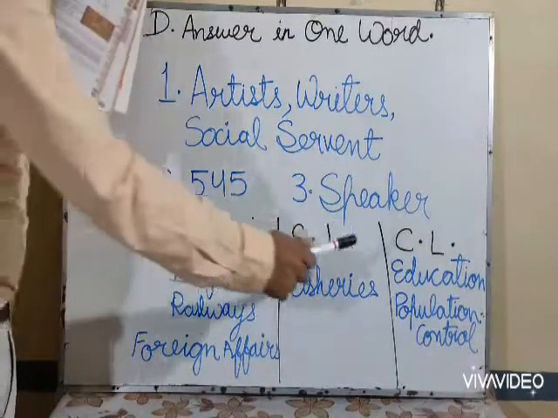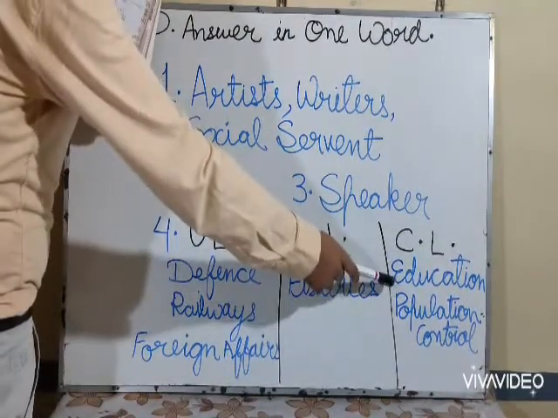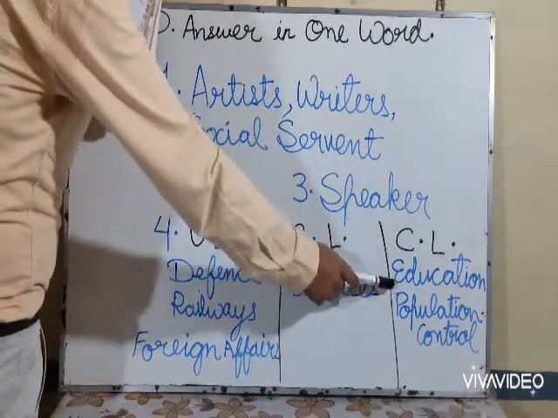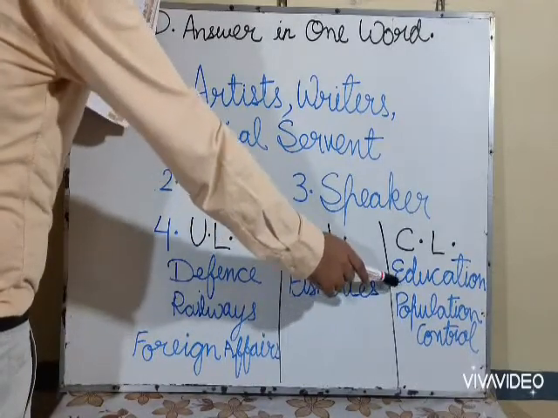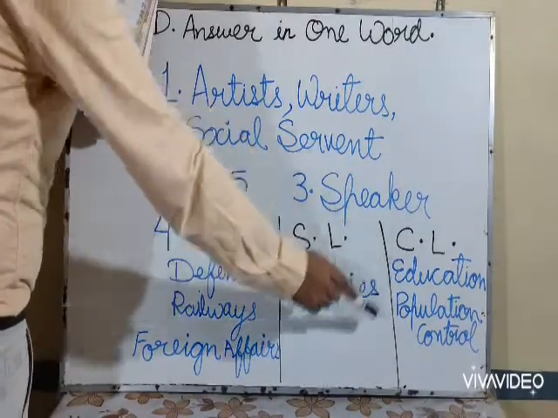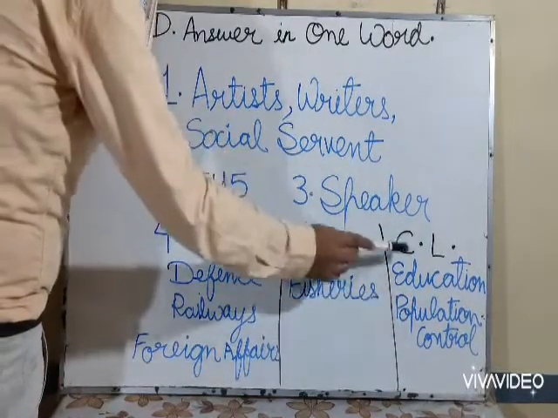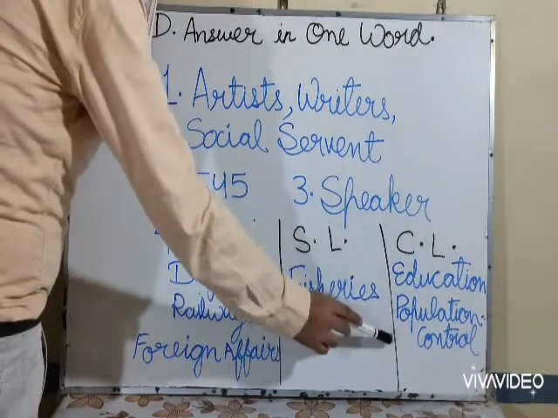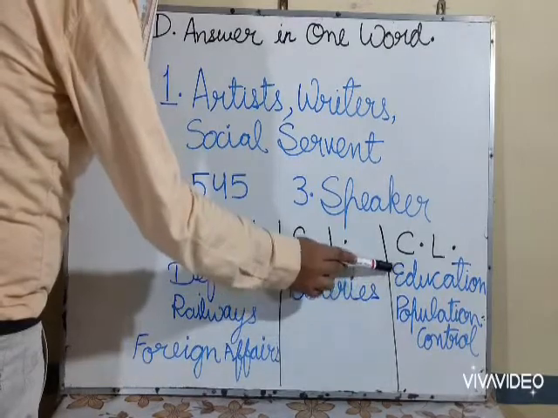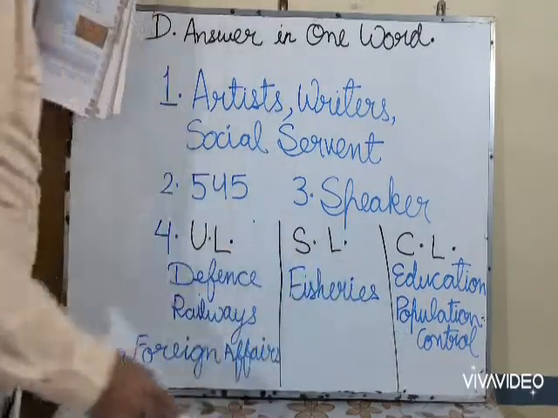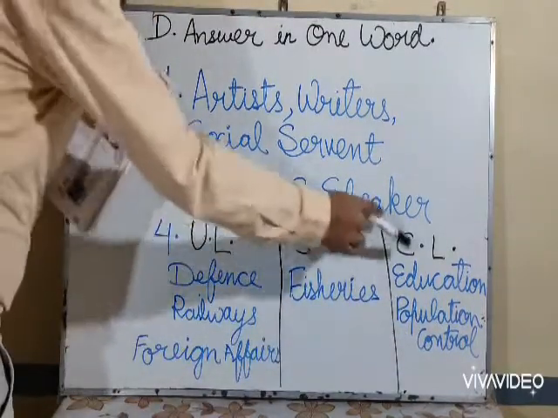Now in the concurrent list, first is education, 4A. Next is population control, which is 4D. So the concurrent list is like this: education and population control matters are in the concurrent list.